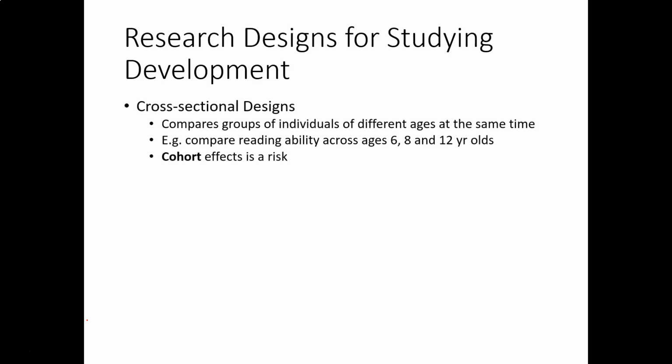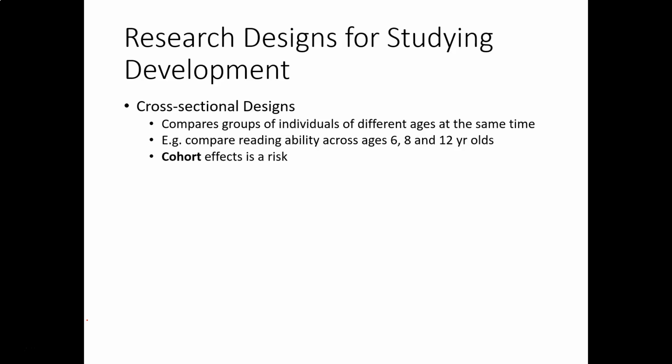The first one's called cross-sectional design. What you're essentially doing with this design is you're getting groups of people of different ages and studying them at the same time. So we're getting a cross-section of the population. We're kind of taking a slice through the population by studying people of all different ages at one given time to see how they might differ in their abilities or their thinking.